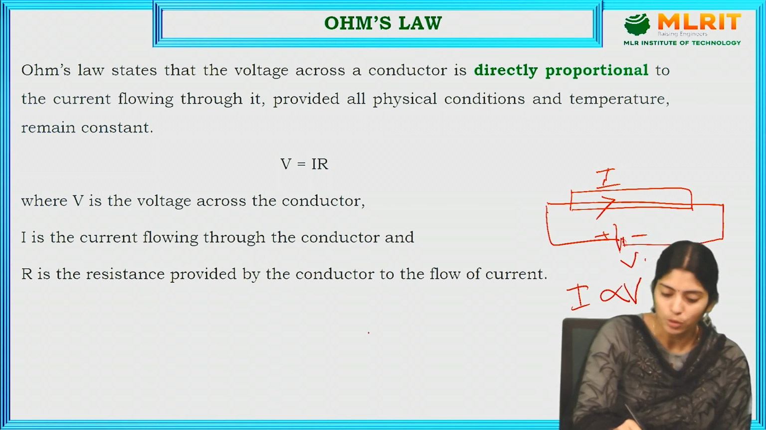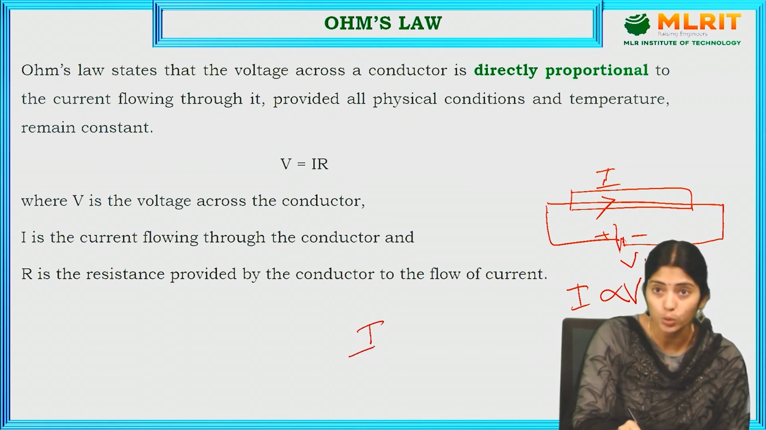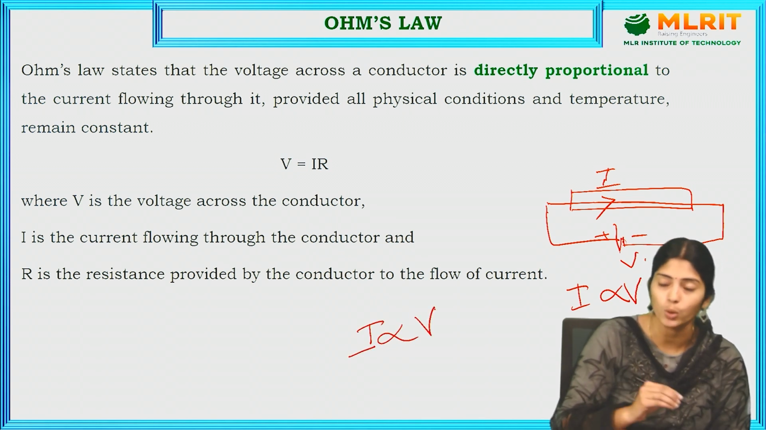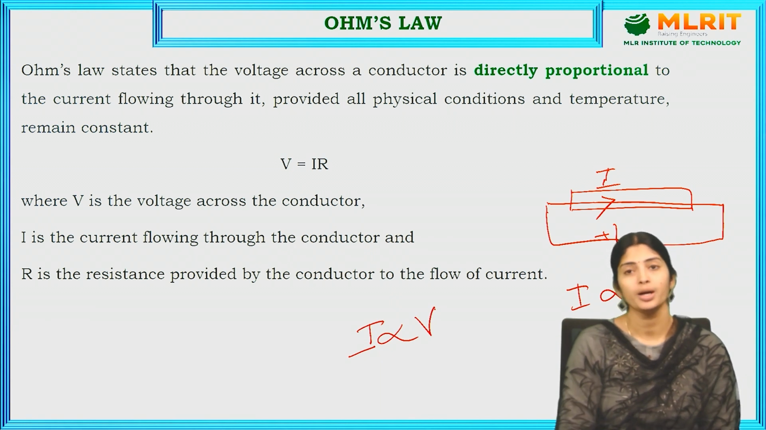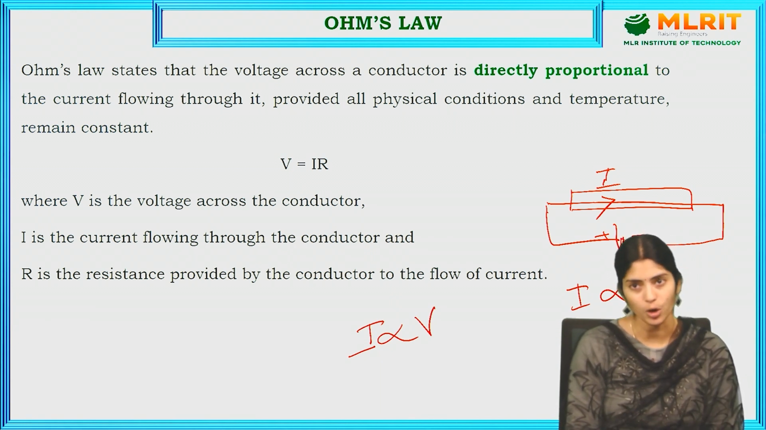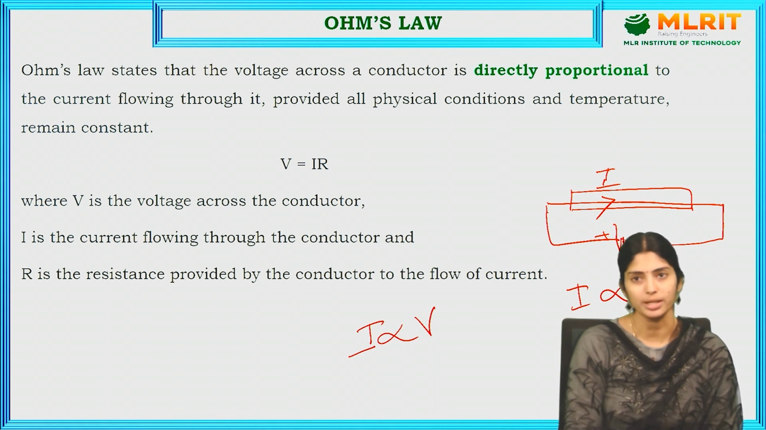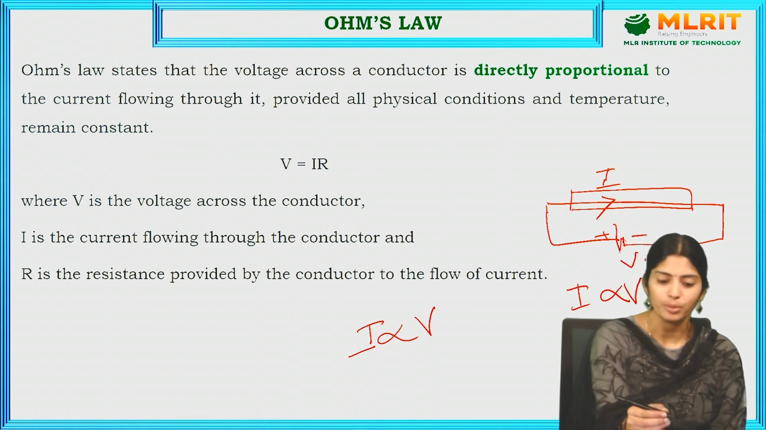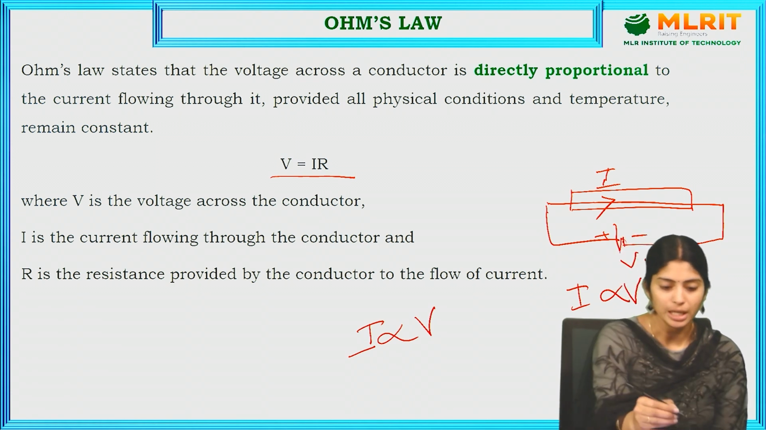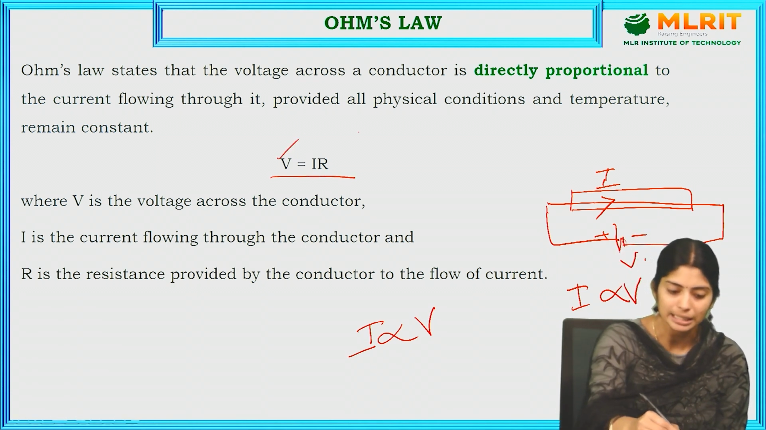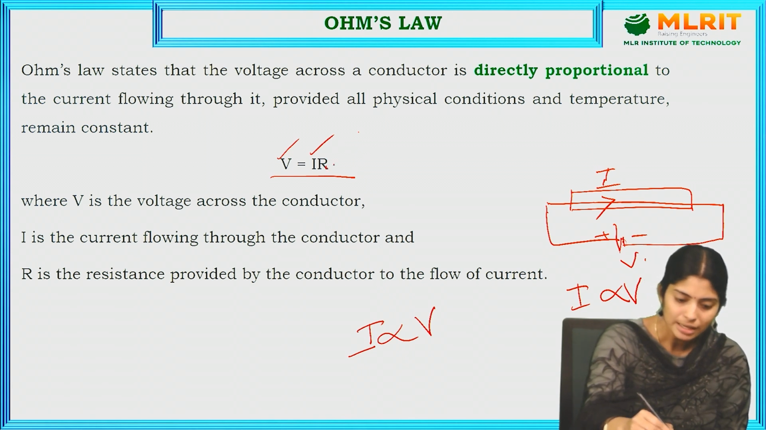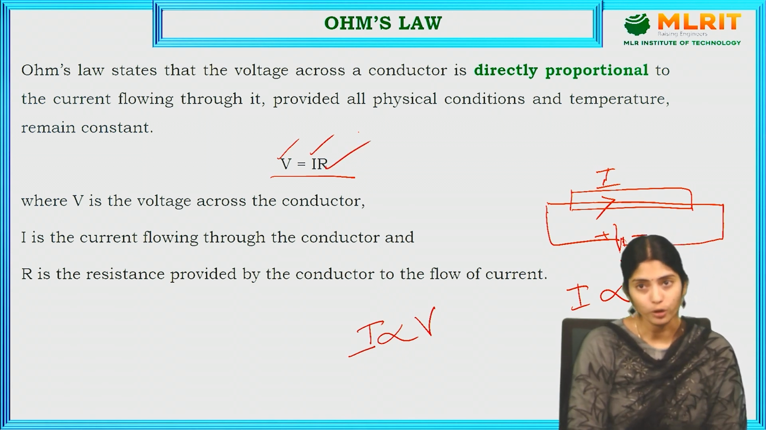So, the amount of current which is flowing through the conductor is directly proportional to the applied voltage across it, provided that all the physical conditions and temperature remain constant. This is Ohm's law. So, we can determine the formula for Ohm's law as V is equal to I into R, where V is the voltage across the conductor, I is the current flowing through the conductor, and R is the resistance provided by the conductor to the flow of current.